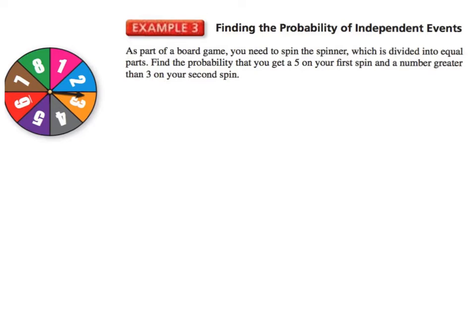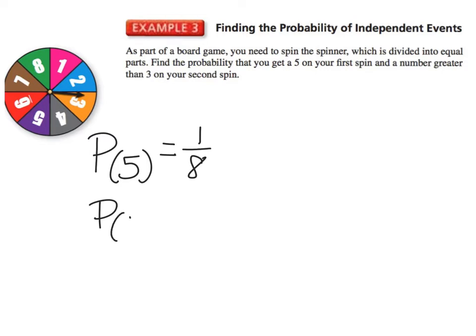So example 3. As part of a board game, you need to spin the spinner, which is divided into equal parts. Find the probability that you get a 5 on your first spin and a number greater than 3 on your second spin. Again, what I am concerned about is how to write this. I know you know what to do. So we have to do the probability that you get a 5 on your first spin. So that's going to be the probability of 5, which is 1/8. The probability that you get a number greater than 3 would be 5/8.